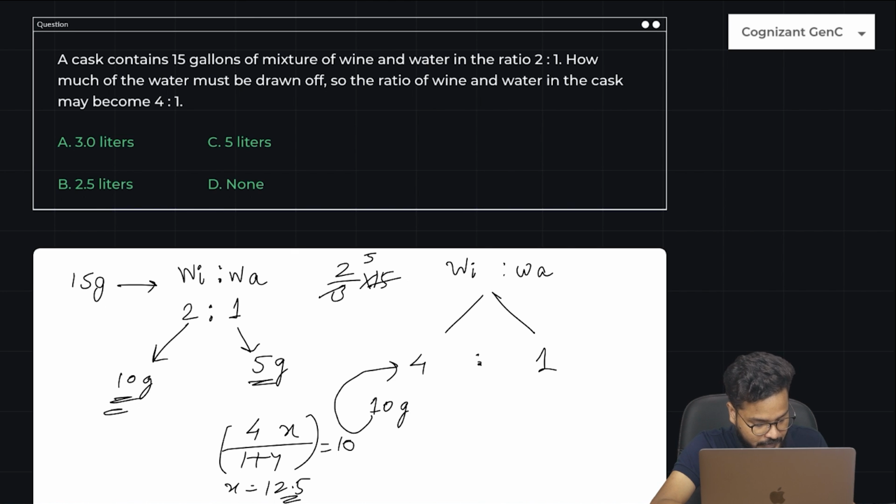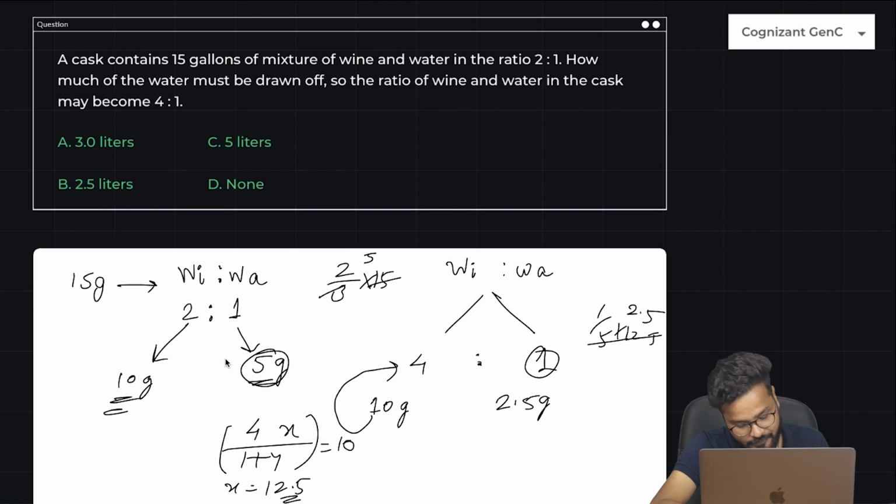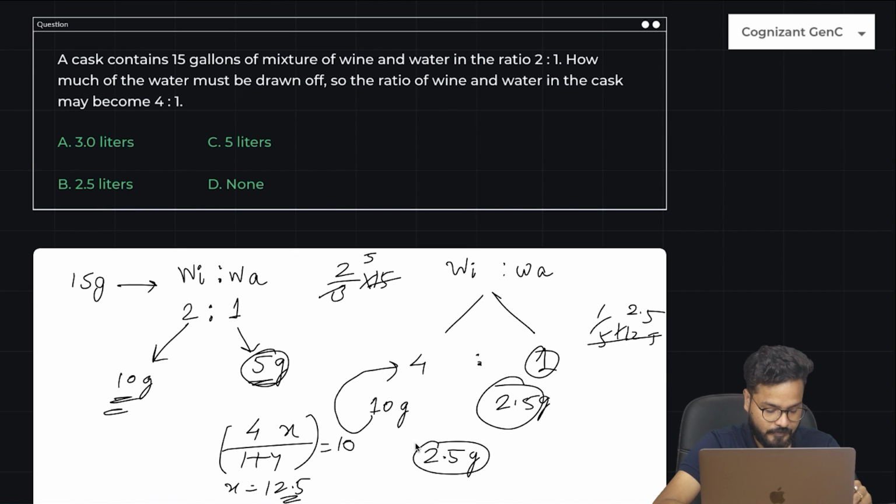So how much would be one part? 1 by 5 into 12.5, which is nothing but 2.5. So the water is 2.5 gallons here. Initially water was 5, now it is 2.5. So how much water is removed, guys? 2.5 gallons. Got that?